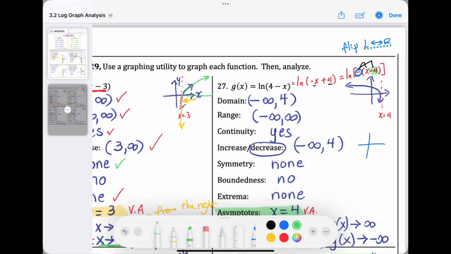So when you take a look at the original graph, you know that the original log had to go through the point (1, 0). But now I need to move that to the right 4 units. So 1, 2, 3, 4. So therefore, this tells me my picture had to become this guy, right?